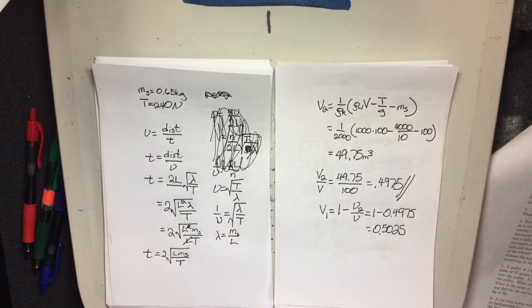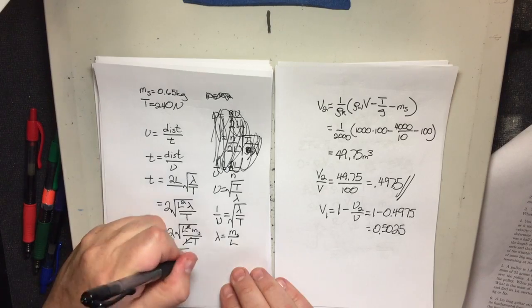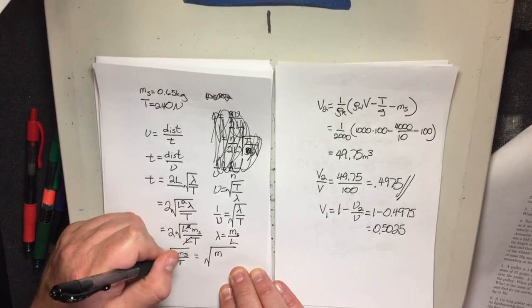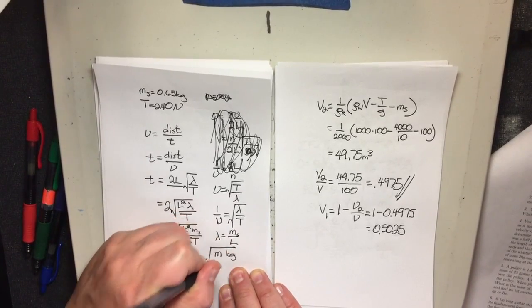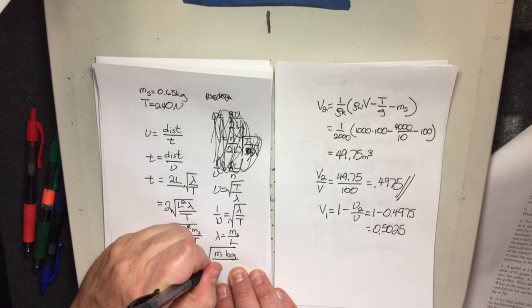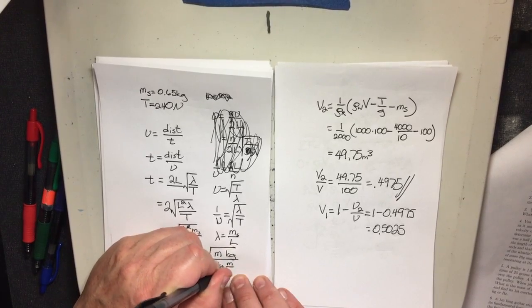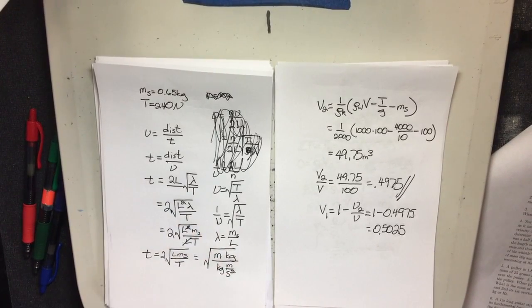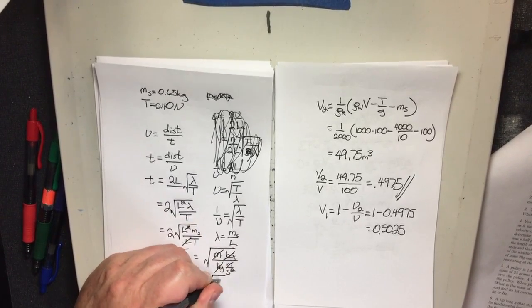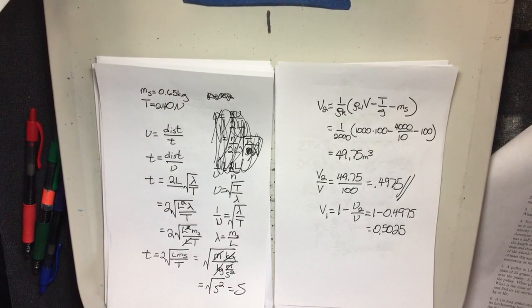So that's the time. Now, one of the things that we could do is double check the units just to be safe. It's the square root of L meters, m kilograms. Tension is units of force, which is kilograms meters per second squared. The units check.